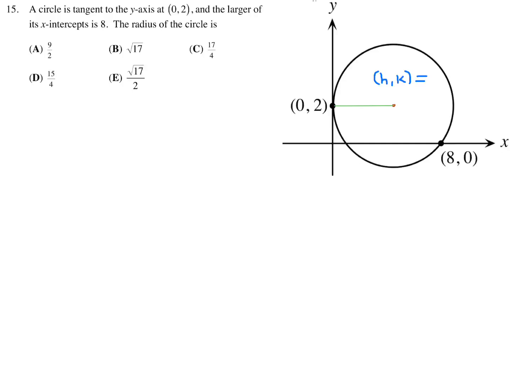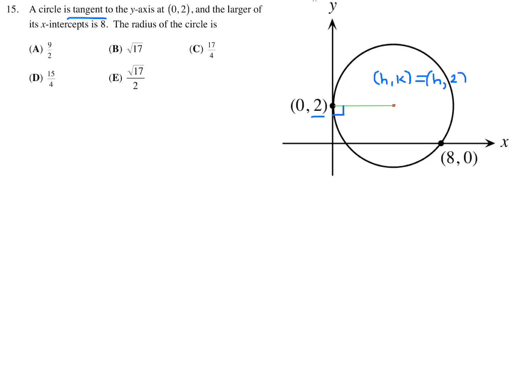And we know one of these coordinates, correct? We know the y value. The y value is 2. So it's really just (h, 2), like that. Because if you draw a line from the center of the circle all the way to the edge there, that is a right angle. Why? Because it's tangent to that line. Okay? Tangent to the y-axis.